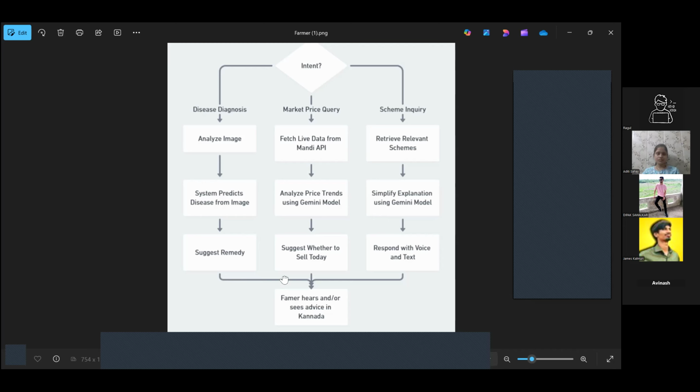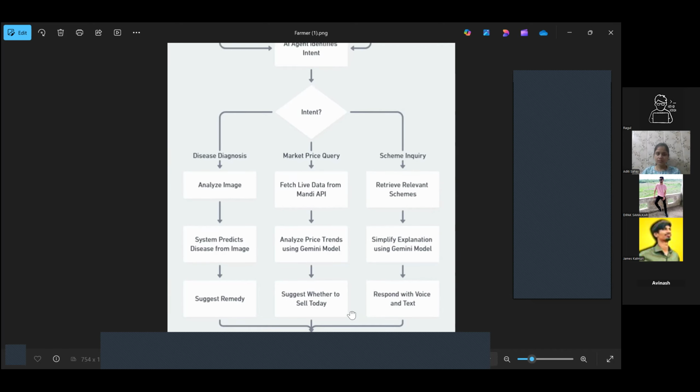But if the price is like 10 rupees per kg, then it will tell the farmer not to sell, right? So that the farmer can take action on it.